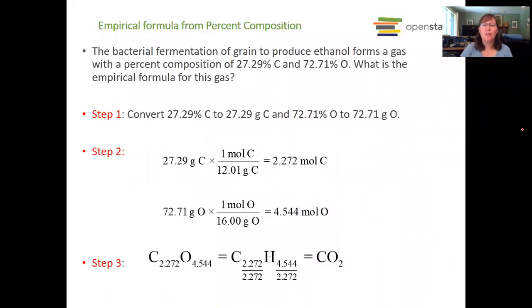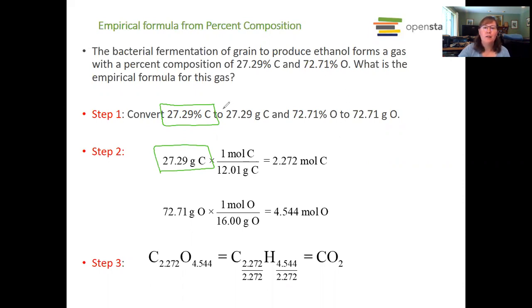Okay, so let's take a look at what that process might be. Here we have the bacterial fermentation of grain to produce ethanol forms a gas, and it's 27.29% carbon and 72.71% oxygen. And they want to know what the empirical formula of this gas is. Okay, excellent. So here we have the 27.29% carbon, and we just change that to 27.29 grams. And then we divide by 12.01 to get 2.27 moles of carbon.